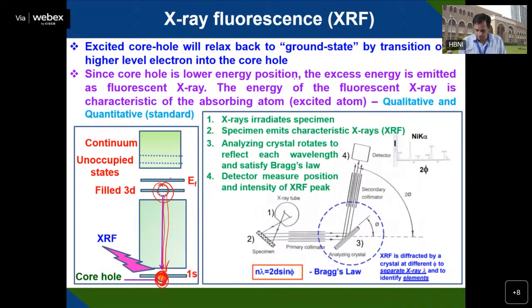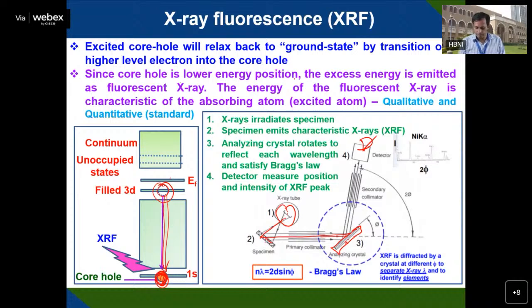So you have some specimen here. The X-ray from the X-ray source will come and fall on the specimen, and from here it will go to the analyzing crystal. You have an analyzing crystal here that is not there in X-ray diffraction. The spectral X-rays generated will fall on the analyzing crystal and then go to the detector. So here is the detector.